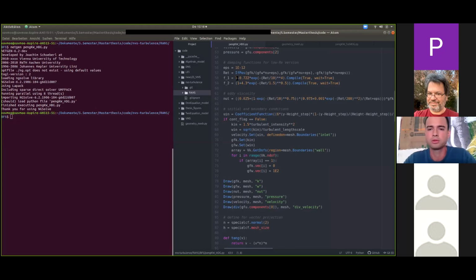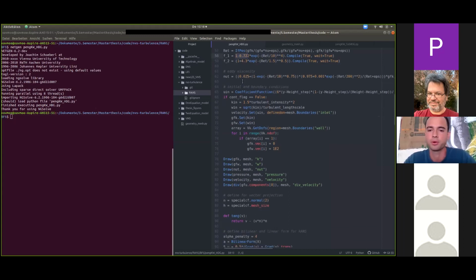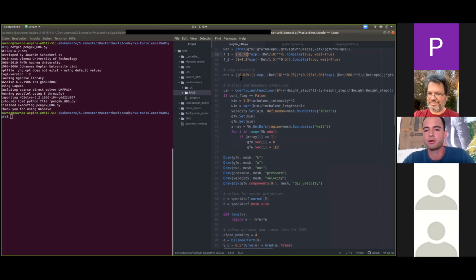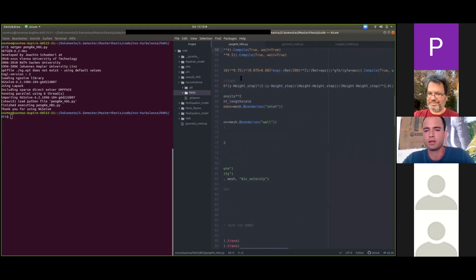I won't go too much into detail on this. They are quite highly nonlinear functions, but we just have to implement them as coefficient functions and use them quite straightforwardly. Then we define our eddy viscosity, which also has a damping function multiplied, but the original function would be just a ratio between K and omega.